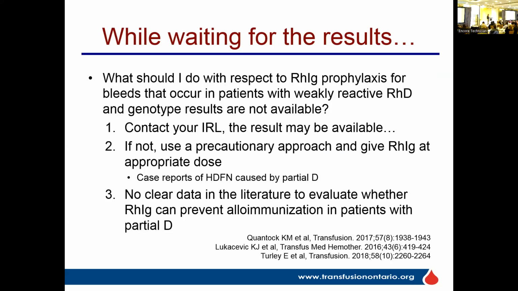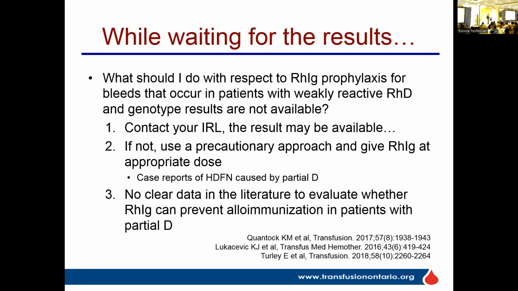If the result is not available, then you should give RhD based on a precautionary approach. There are some cases of hemolytic disease of the fetus and newborn reported in the literature in patients with partial D. So if you do not know, go on the cautious side. However, I have to be honest with you and state that there is no clear data in the literature to evaluate whether RhD can prevent alloimmunization in patients with partial D. I doubt that we will have robust data at some point, because one, these cases are rare, and it wouldn't be ethical to give RhD to one group and not give RhD to the other group.